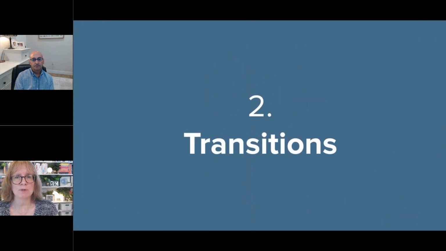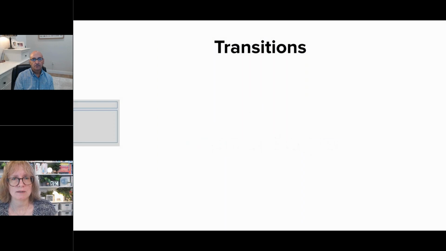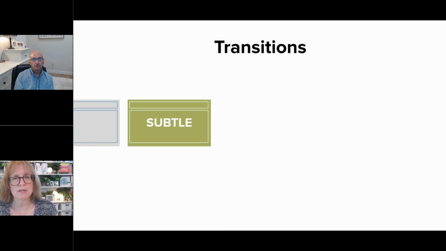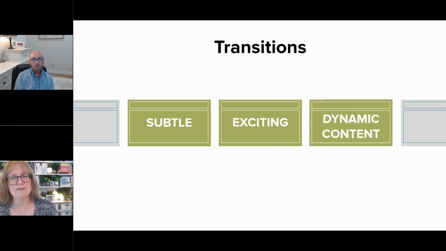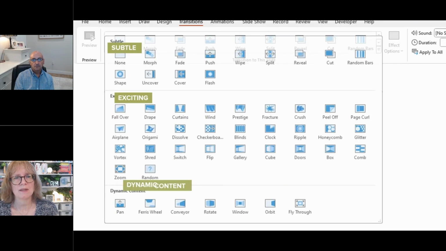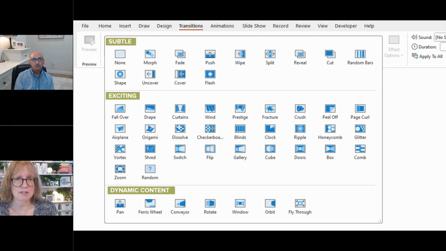Transitions are effects that occur when you move from one slide to the next. So there are 3 main types of transition. There's subtle. Those are basic effects that provide a simple transition between slides. Exciting. Those are more visually engaging effects. And dynamic. Those are complex effects that involve multiple elements on the slide. The 3 types of transitions can be found when you expand the transitions sample box on the Transitions tab.